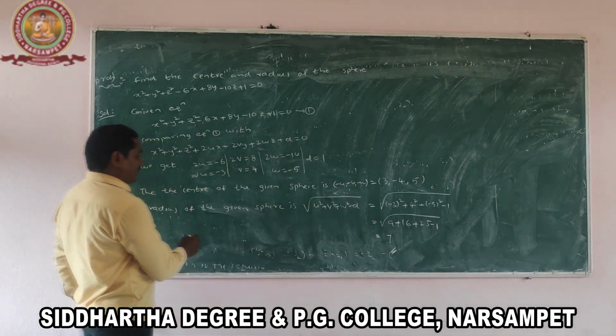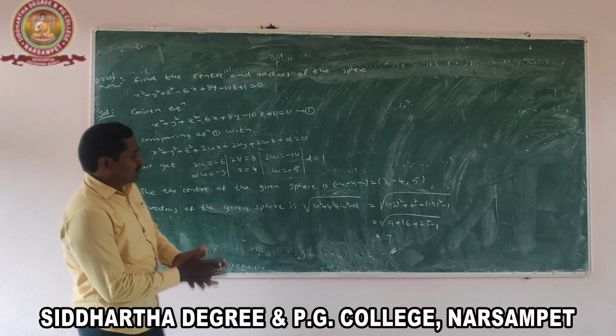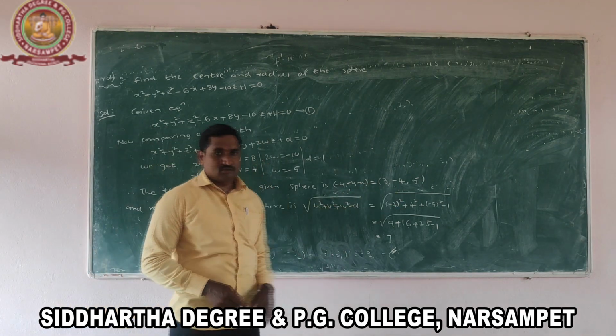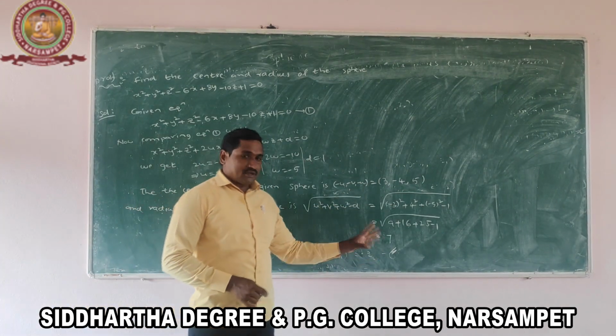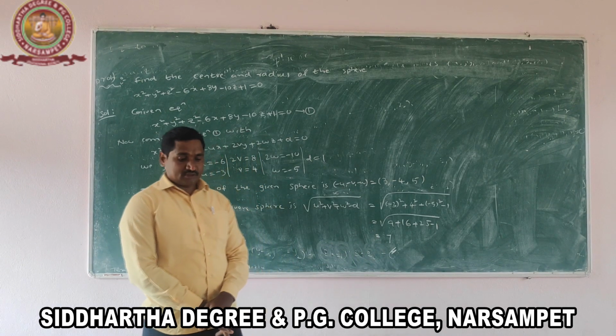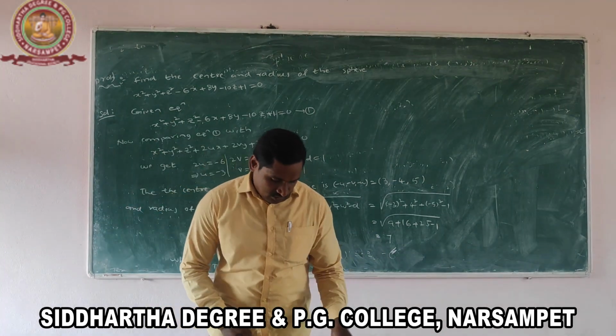So therefore finally we can write: the center of the given sphere is (3, minus 4, 5). The radius of the sphere is 7 units. Right. So now let us see another model.